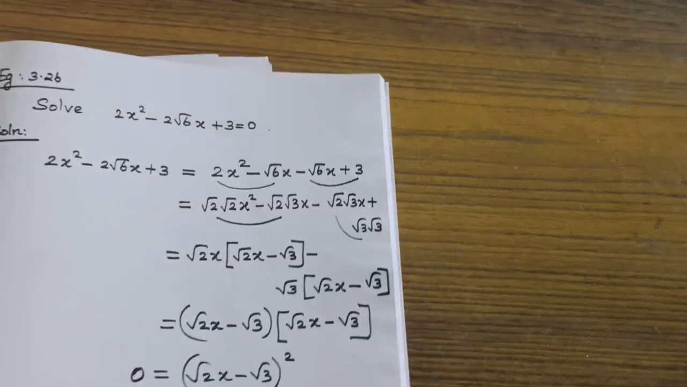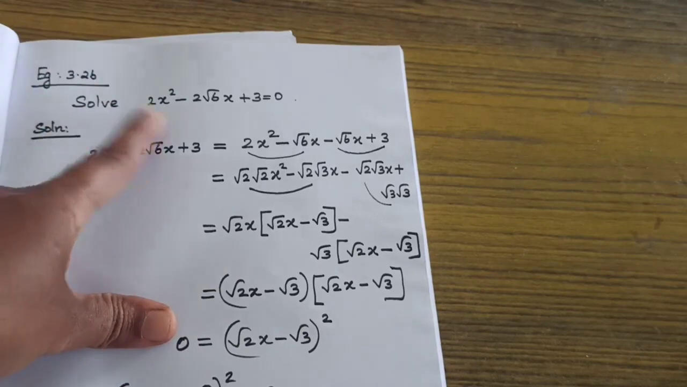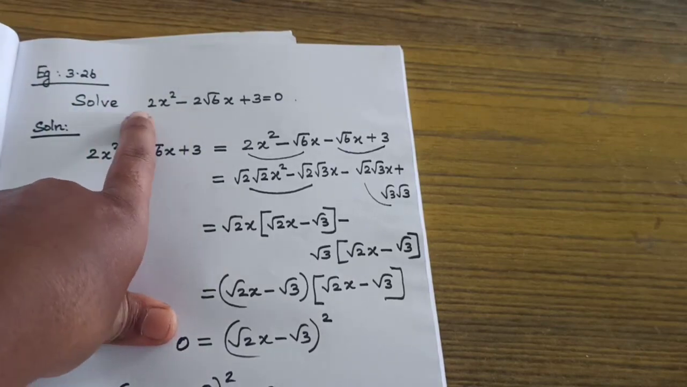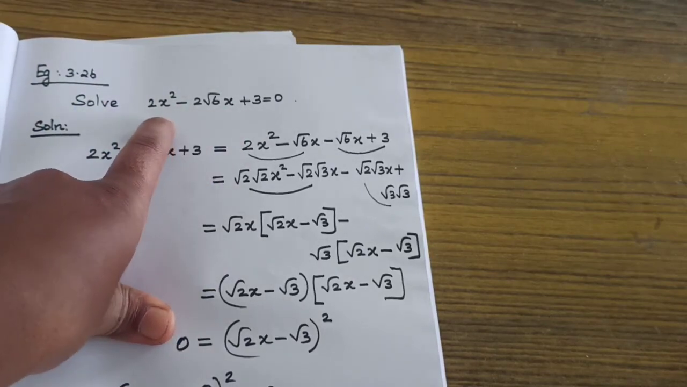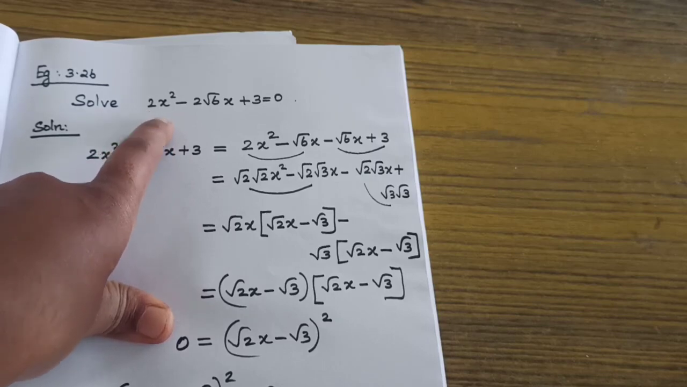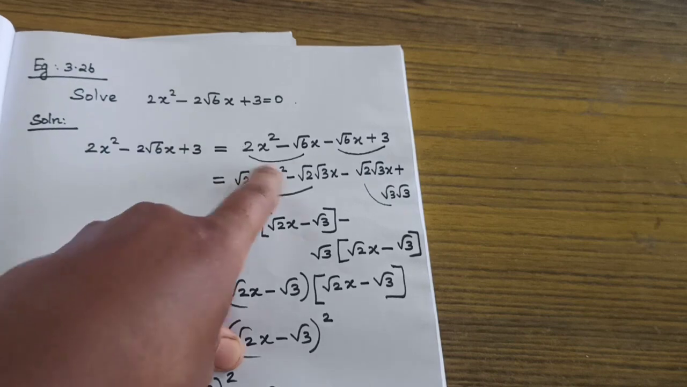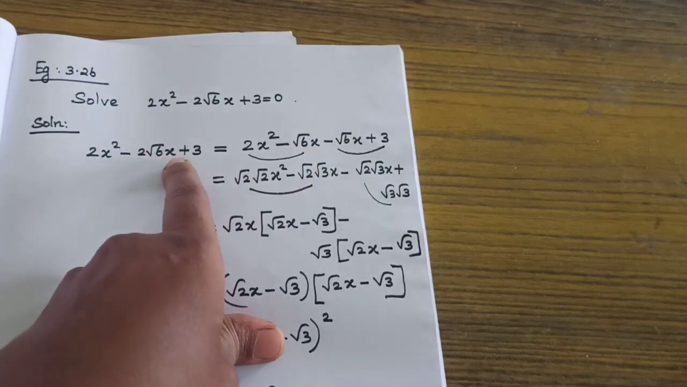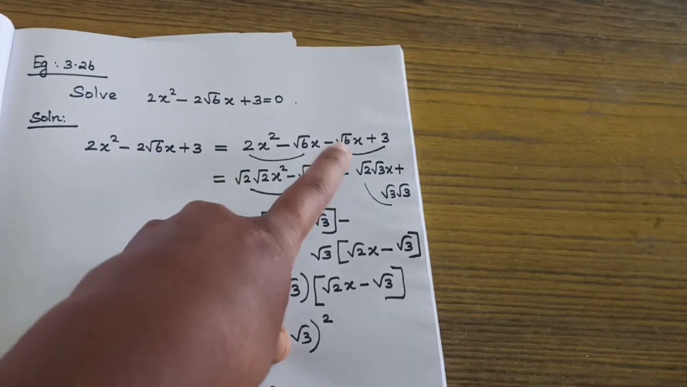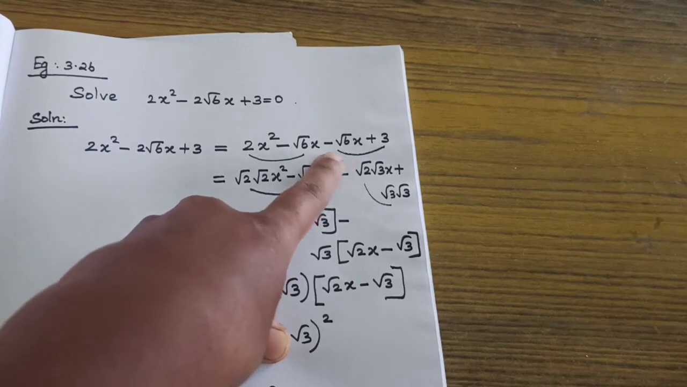Very simple thing only. Listen one more time. Solve means you need to find the unknown value. Here the unknown variable is x, so x value only we need to find. So the solution: the center term you need to split. Here 2√6x, no? So just 1 and 1. Just split it, I wrote it as 2 times.